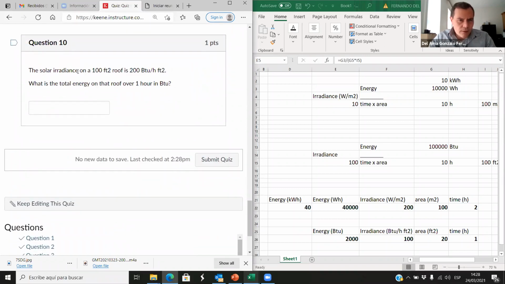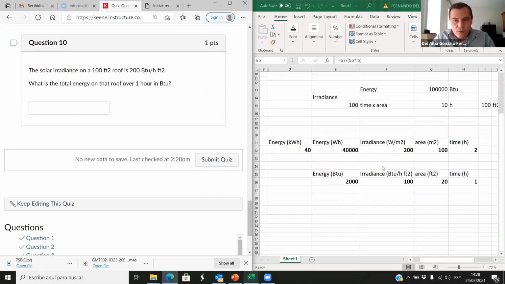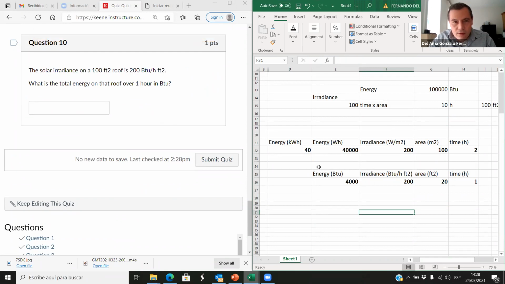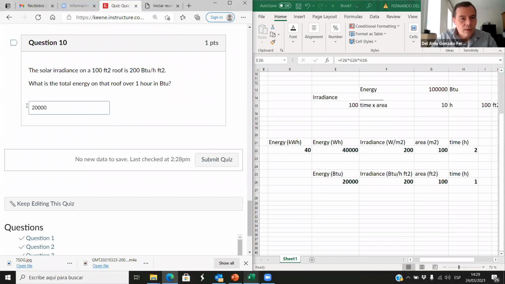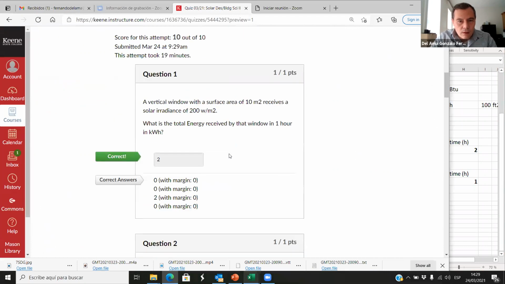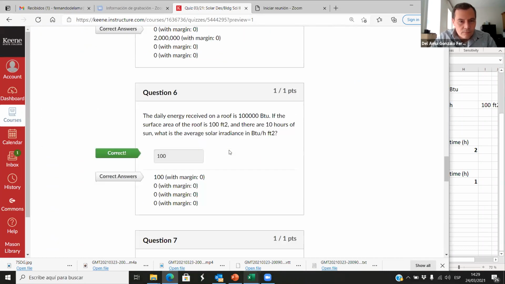And finally, the solar irradiance. Okay, so here we have to work with this. The irradiance is 200. I have 1 minute left. 200, the area is 100, and the time is 1 hour. So that would be 20,000. Submit. Okay, correct. Great.